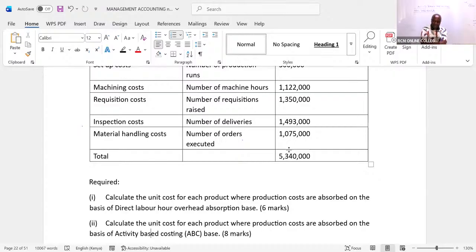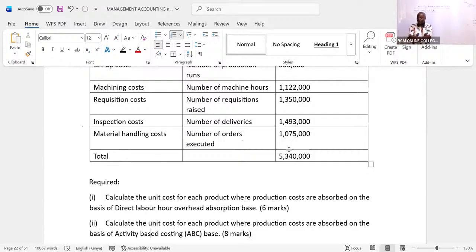Traditional method. Because traditional method is the only one which makes use of what here? One factor. And the factor in this case is direct what here? Direct labor hour. So I suppose you guys can do this first part on your own, right? Given the exposure that you have, you can very easily do number 1 on your own. But of course, I know you would want Mwalimu also to do it, isn't it? So let me do it.